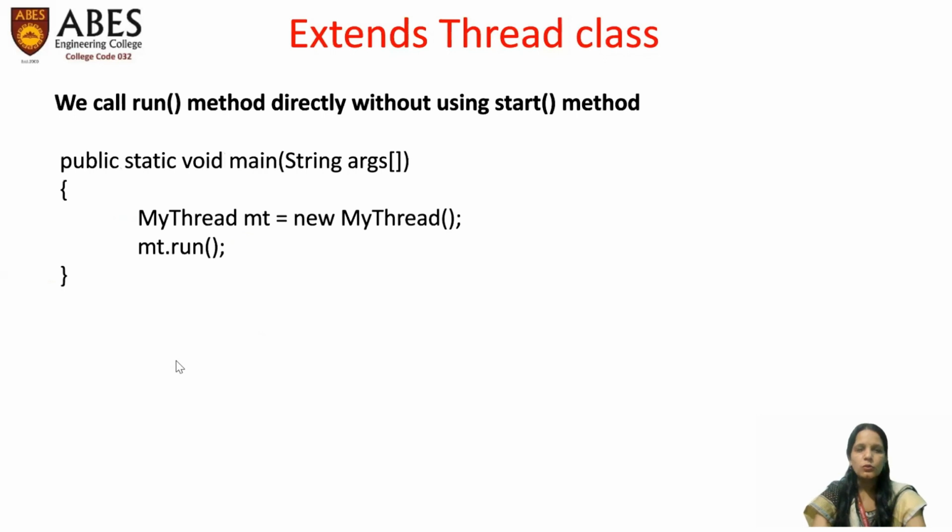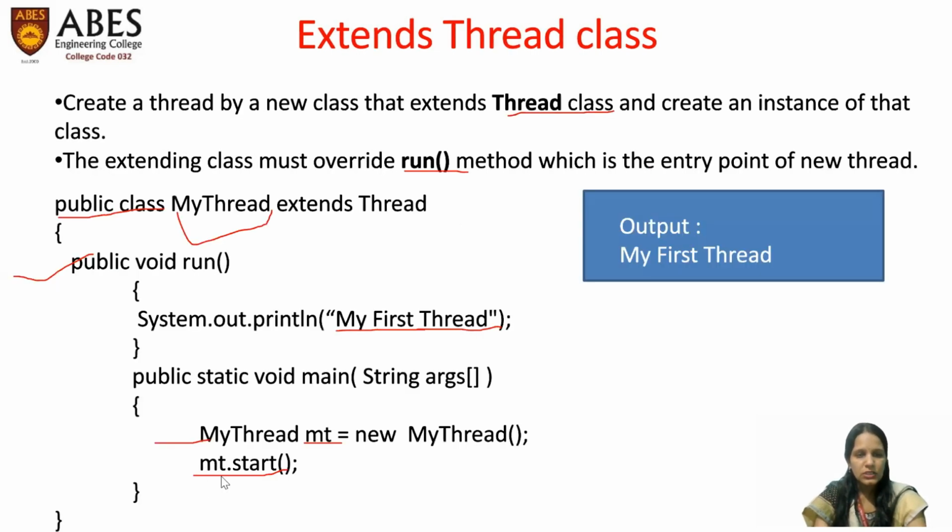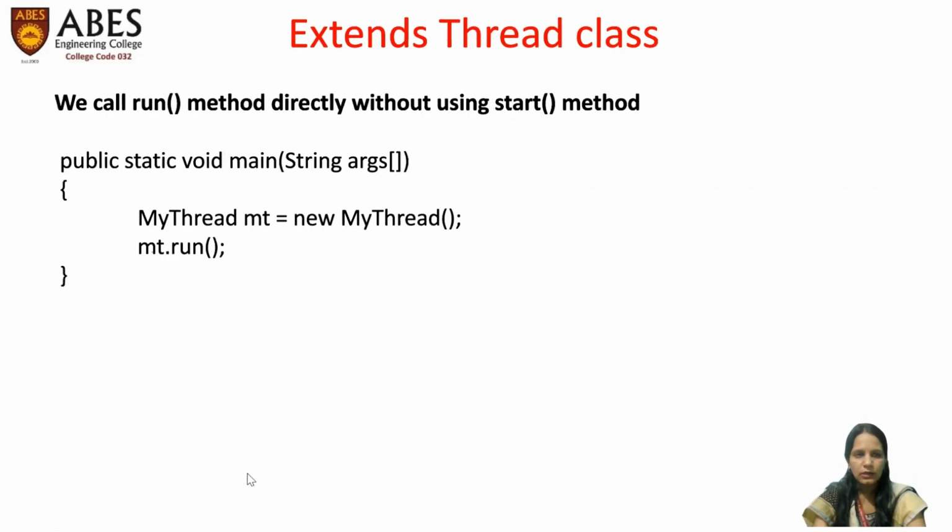Now, there is one more thing that we can add in this program: we can call the run method directly without using the start. In the main method, we were using t.start, but instead of using t.start, we can directly run our method using t.run. So this is another way to start our thread. The output will be the same in both cases.